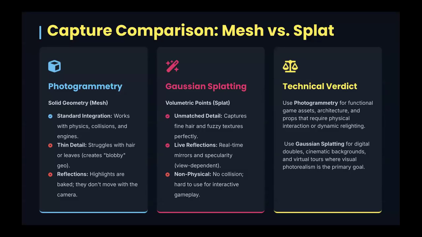So yeah, with Gaussian splattings, you get unmatched detail. You get all the hair and fuzziness. You get the live reflections, so you can scan metal parts without losing the reflections. You can even scan mirrors if you want, which is kind of crazy. The problem is that it's harder to handle, harder to clean up, it has no collisions, and it's harder to use for interactive stuff. But lately, there are already some solutions for all of this.